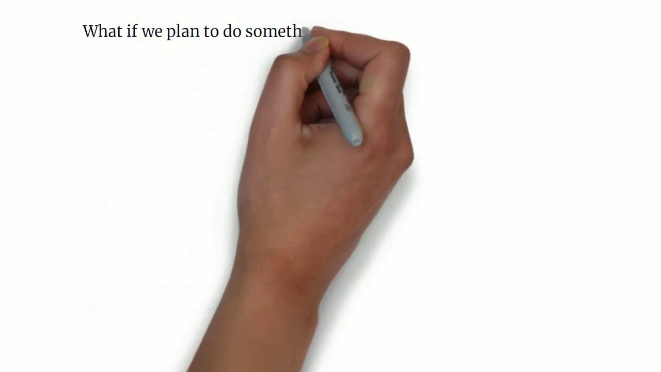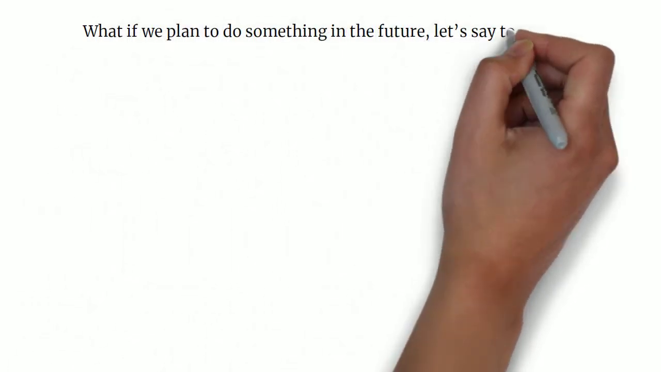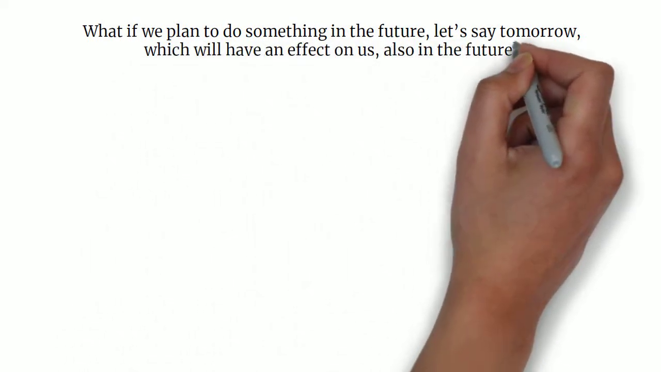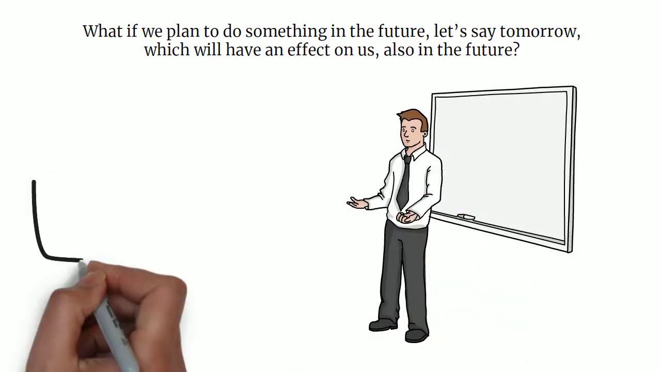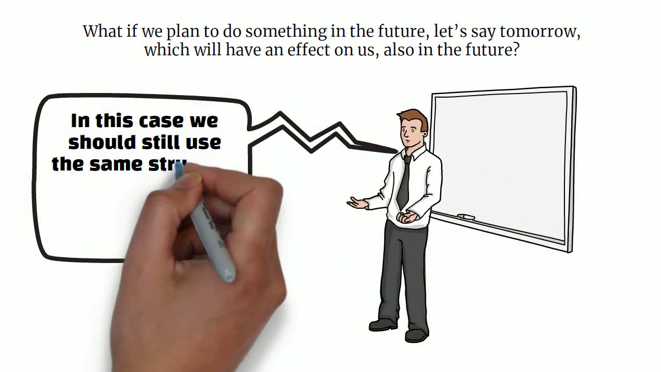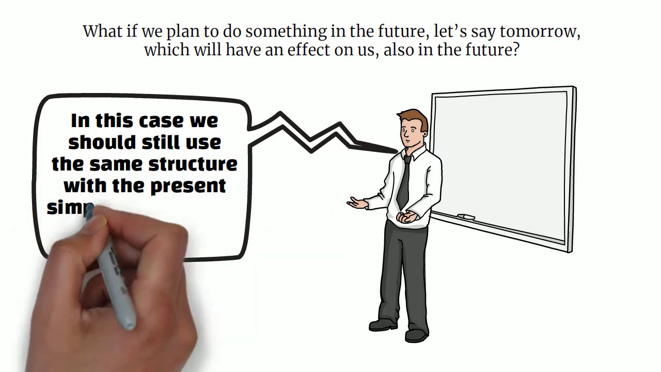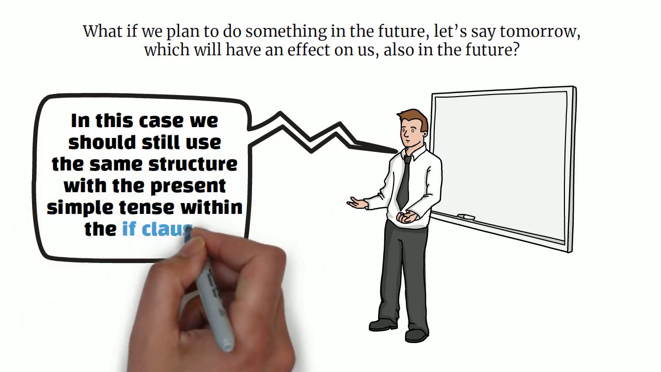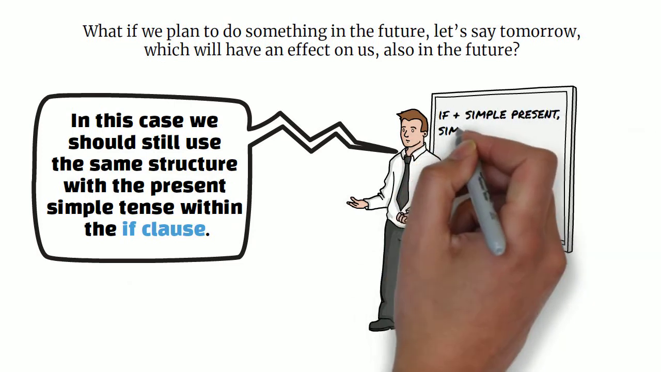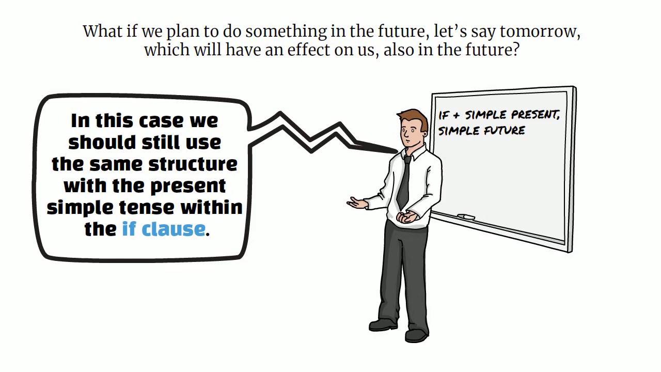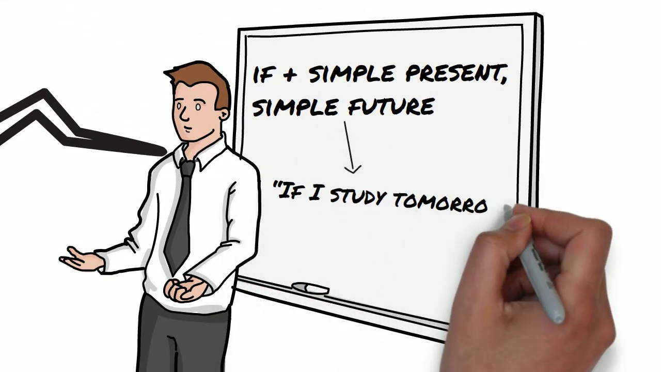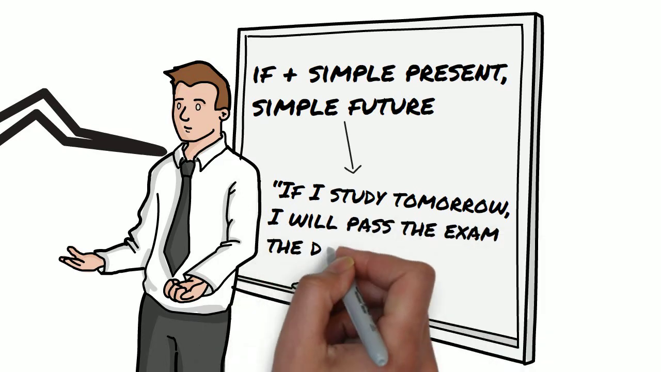What if we plan to do something in the future, let's say tomorrow, which will have an effect on us also in the future? In this case, we should still use the same structure with the present simple tense within the if clause. So, if plus simple present and simple future. If I study tomorrow, I will pass the exam the day after.